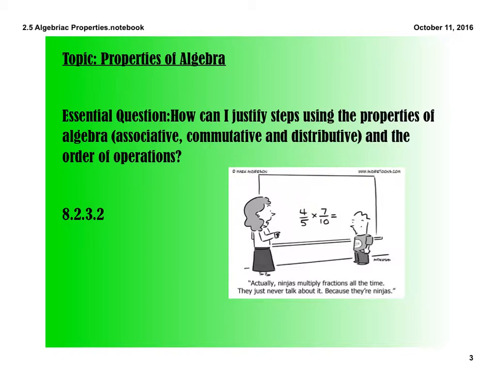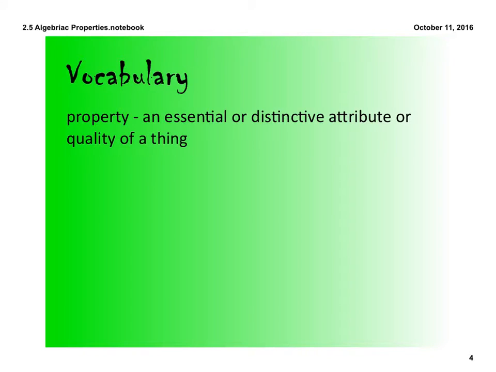In this section, we're going to look at some mathematical properties, namely the associative, commutative, and the distributive property, along with the identity properties. We're going to look at how we can justify the steps that we do when we're simplifying. So first off, property definition. It's an essential or distinctive attribute or quality of a thing. Mathematical properties are usually statements of truth that we use when we do mathematics.